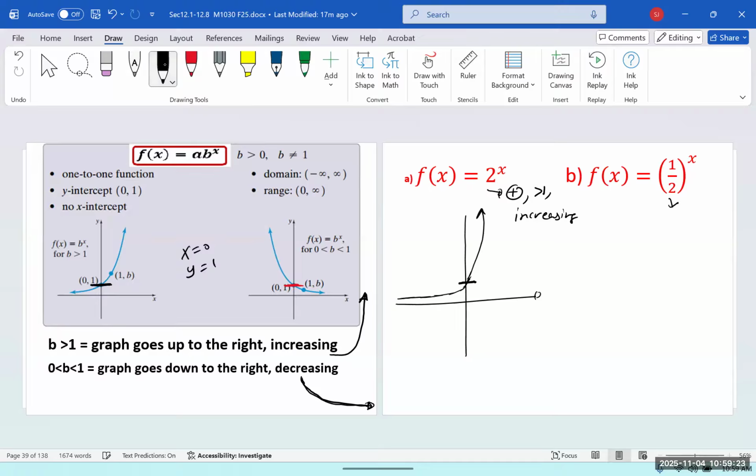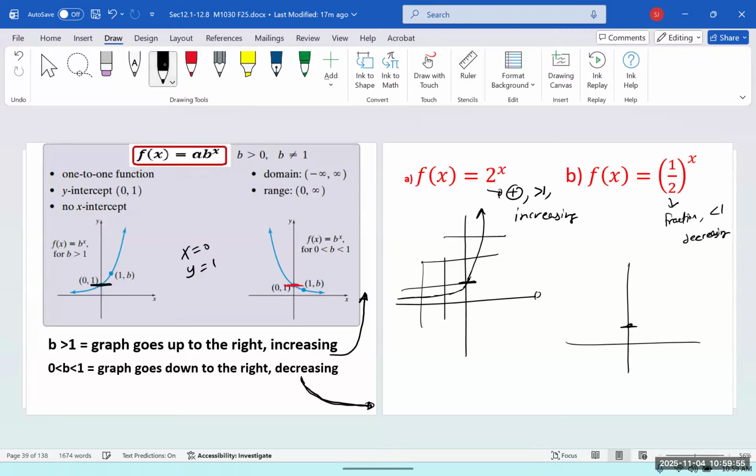On the other hand, this is a fraction, less than 1. So it will be a decreasing function. Both of them are 1 to 1. If you do vertical line test, it's a function. If you do horizontal line test, it's a 1 to 1 function. So both of them are 1 to 1 functions.